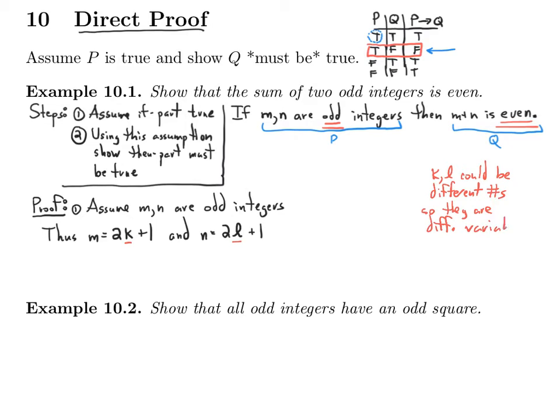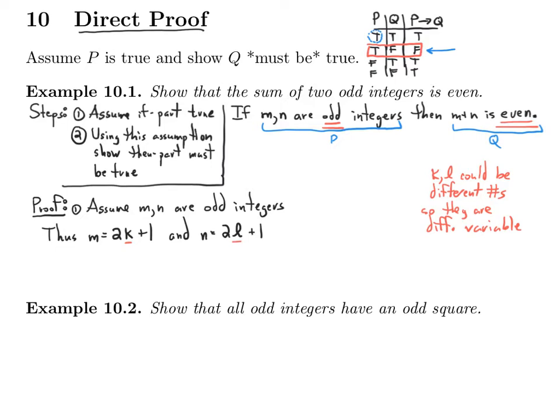A very common mistake I see is students writing 2k plus 1 for both m and n. But say m was 5 and n was 7. Well, m you'd write as 2 times 2 plus 1. 2 times 2 is 4, plus 1 is 5. And n you'd write as 7, which is 2 times 3 plus 1. So L here would be 3. So the number that you're multiplying by is different, and you want a different variable to say that it's not the same number. It's not necessarily the same number.